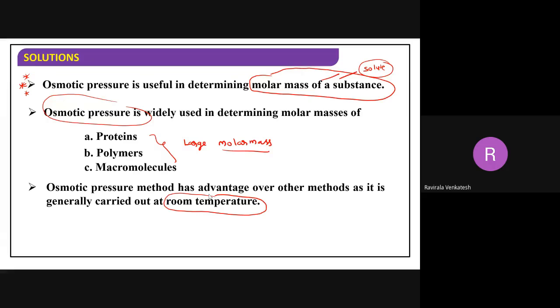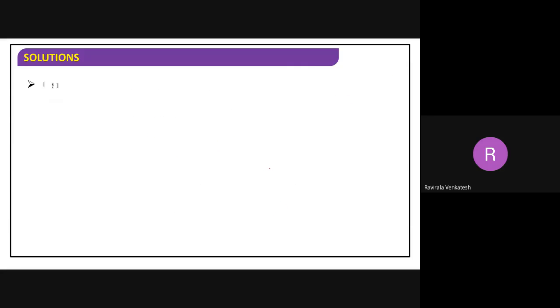If you observe the last class, we calculated the molecular weight by using relative lowering of vapor pressure and elevation of boiling point. But those methods are not very good, because they may be carried out at different temperatures. But with osmotic pressure, we can generally carry it out at room temperature. Therefore, it is a very good method for calculation of molar mass.